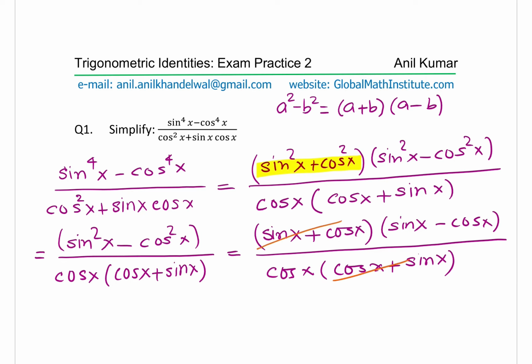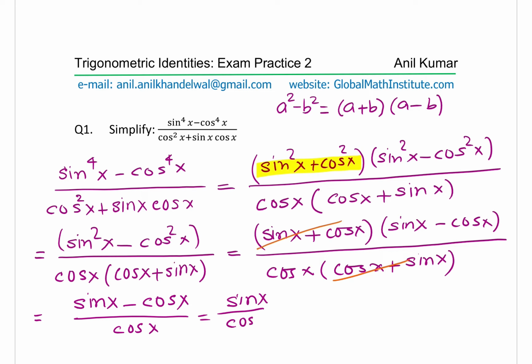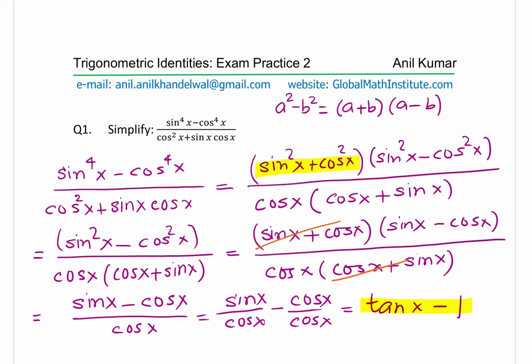So what we get here is sin x minus cos x divided by cos x. You could write them separately as sin x over cos x minus cos x over cos x. That gives you sin over cos is tan, minus 1. So that becomes your answer. Simplified form in this particular case will be tan x minus 1.